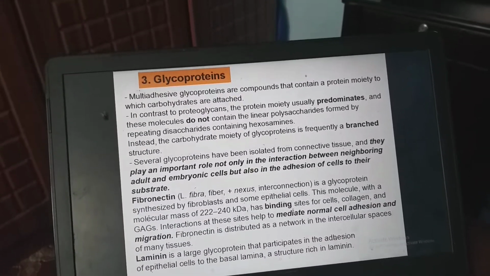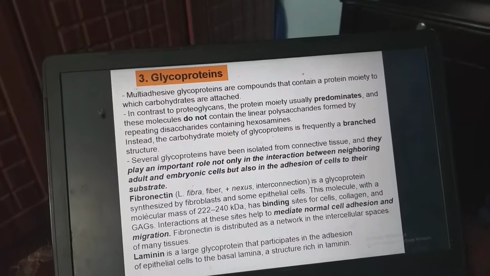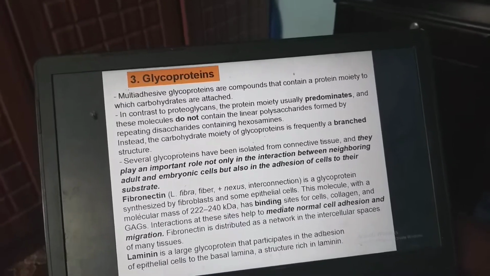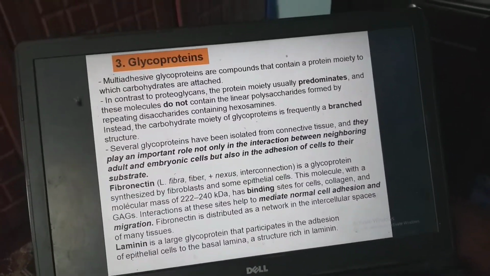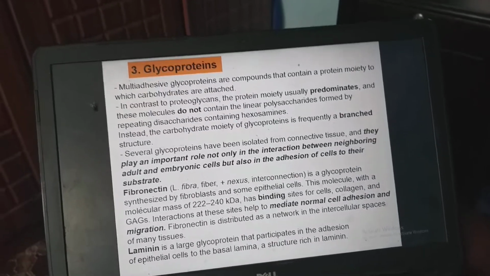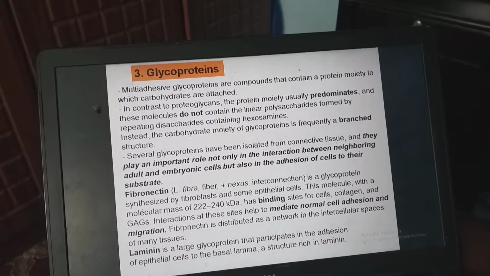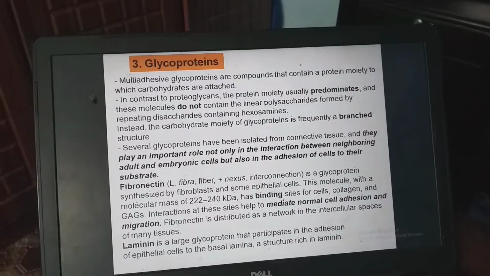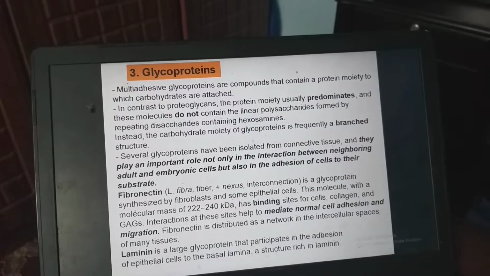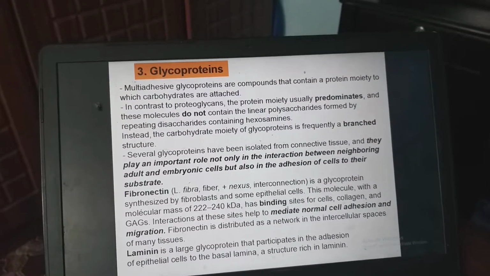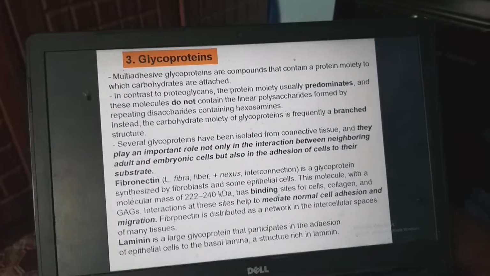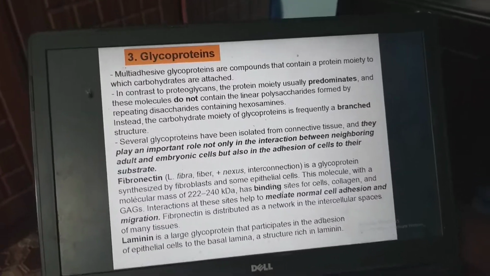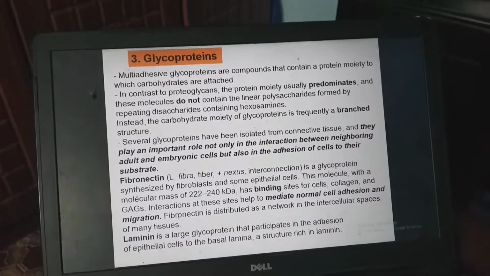Good. They play an important role not only in interaction between neighboring adult and embryonic cells, but also in adhesion of cells to the other. Mainly, they are used for attachments. Do you remember when we discussed epithelium? Epithelium rests on connective tissue. What is found between them? Basement membrane. One component of this basement membrane is, yes, what? Collagen fibers, if you remember. The other is glycoprotein. So this is simply used for attachment. It is one special component of the basal lamina.